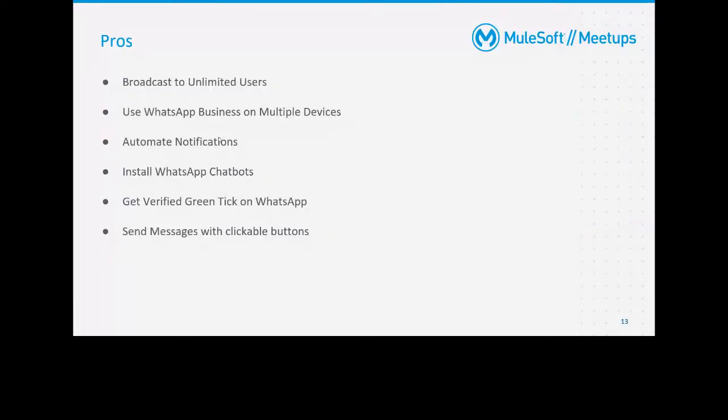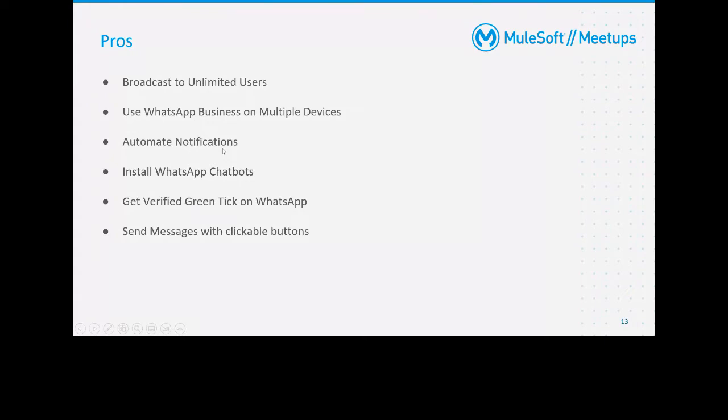Let's see what advantages we get with the WhatsApp Cloud API. You can broadcast to unlimited users, so there is no limitation on the number of users you can send to. You can also use WhatsApp Business on multiple devices, so you can use it on PC, desktop, and anywhere. And you can automate notifications.